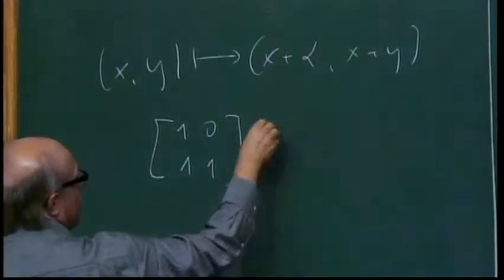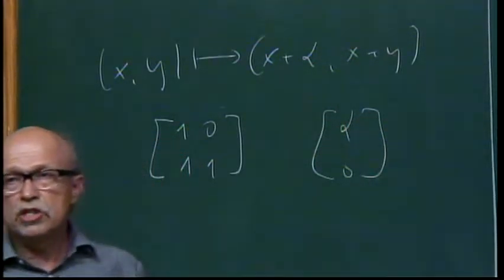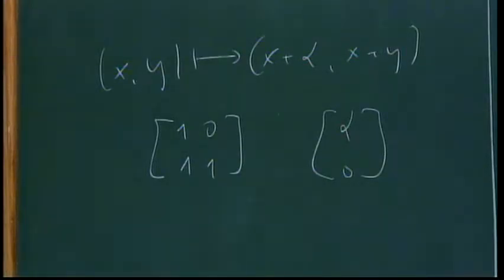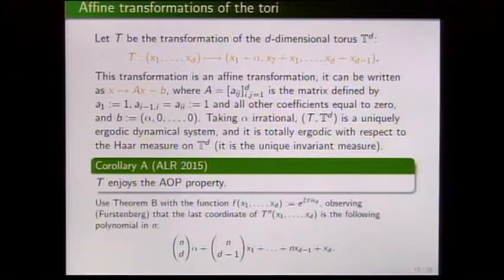So now let's look at some possible applications, or consequences of that. Consider the following algebraic transformation of the d-dimensional torus. This is an affine transformation. Tamara yesterday called these transformations Abramov transformations. These are examples of Abramov transformations. The most classical example is going to (x plus alpha, x plus y). So the parameters here are 1, 0, 1, 1, this matrix A, and then you have the vector alpha, 0. So it's just the composition of an automorphism plus a rotation, a translation.